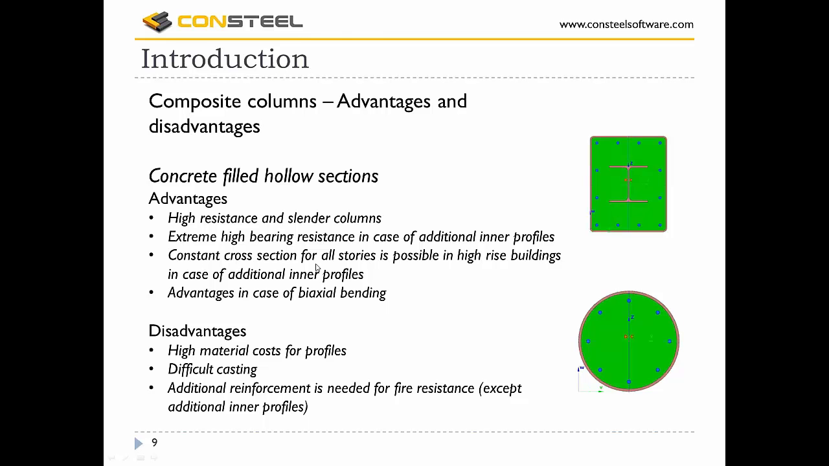A constant cross-section for all stories is possible in high-rise buildings in case of additional inner profiles, and this kind of profile has advantages in case of biaxial bending. What are the disadvantages? High material cost for profiles, difficult casting, and additional reinforcement is needed for fire resistance, except with additional inner profiles.